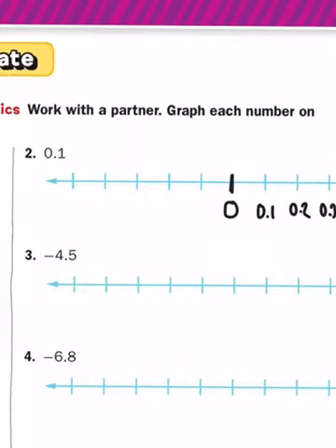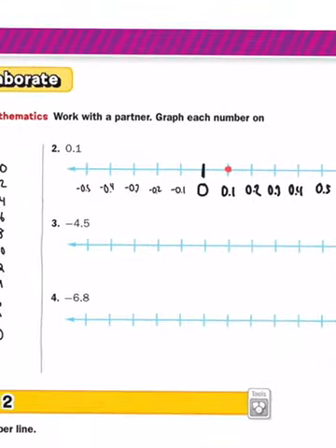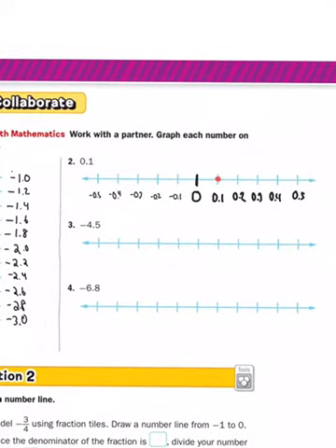And going negative, this could be -1/10, -2/10, -3/10, -4/10, and -5/10. So when we graph this one, we'll just put a dot at 1/10, which is right there. So again, you didn't have to start with 0 in the middle, but it was just something that you could do.